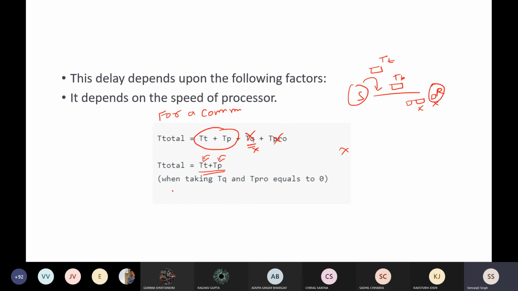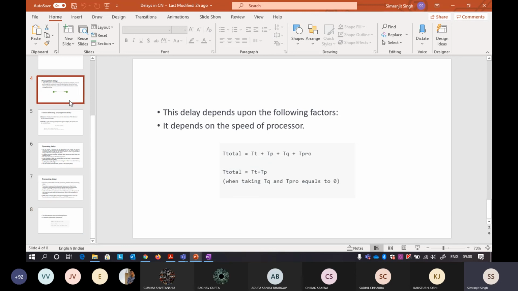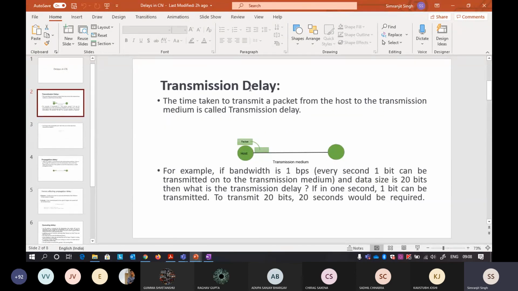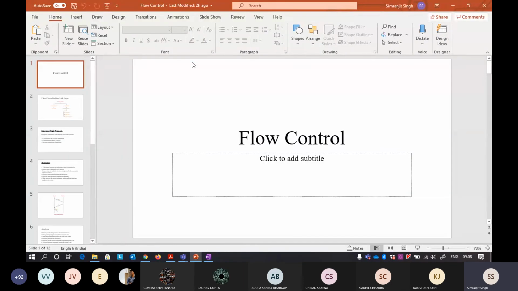Okay, so they are ignoring this, or they are saying that this particular time is negligible. So when taking TQ and T pro, they are equal to 0. Now we will start with our topic. Now I think you understand all the delays that exist in computer networks. Keep in mind, we only try to use transmission delay as well as propagation delay. Okay, so now go towards flow control.